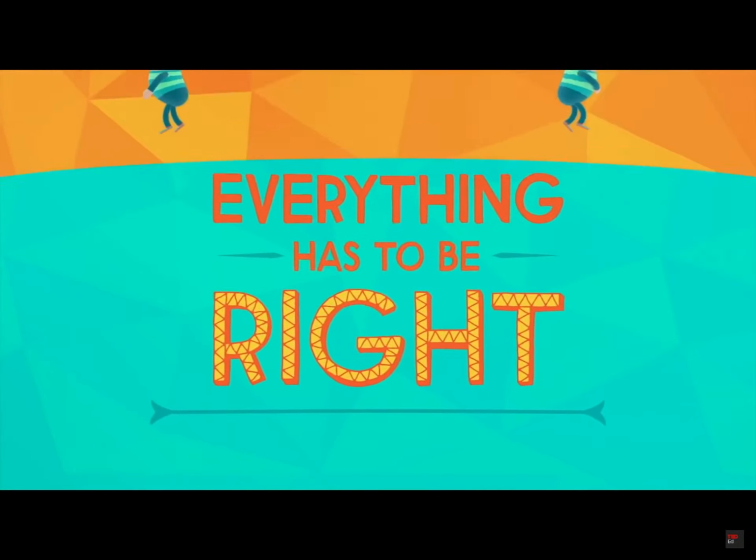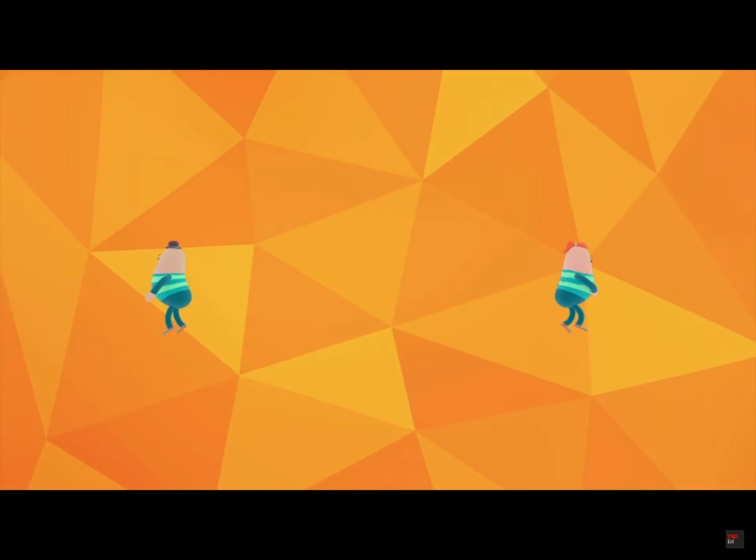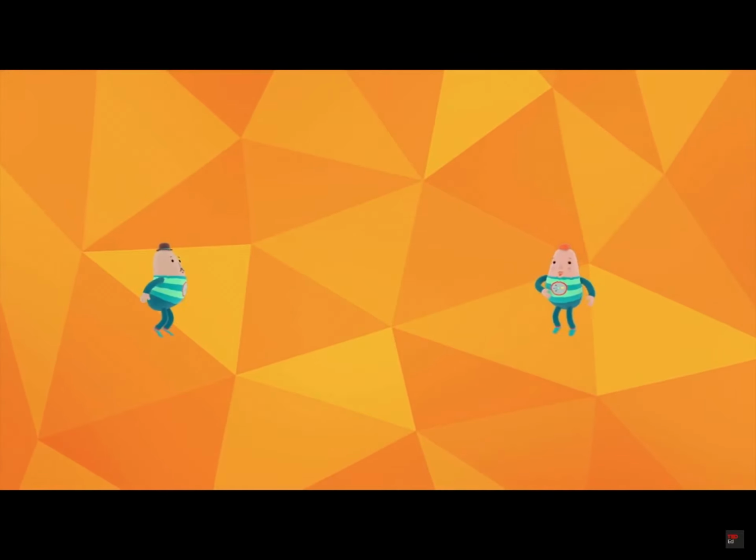Everything has to be right. First, the molecules have to hit each other in the right orientation. And second, they have to hit each other hard enough, in other words, with enough energy.